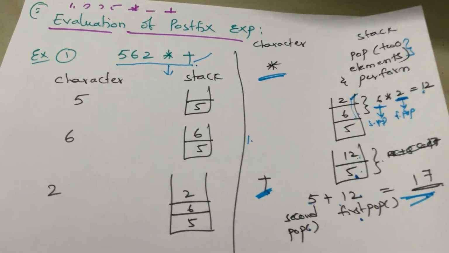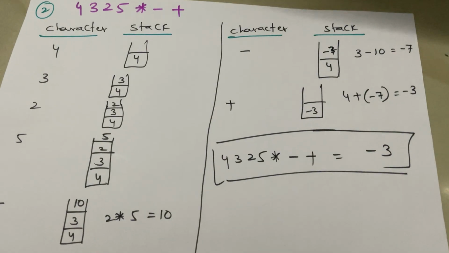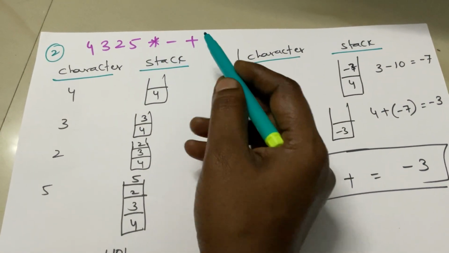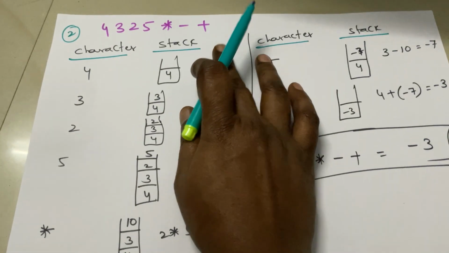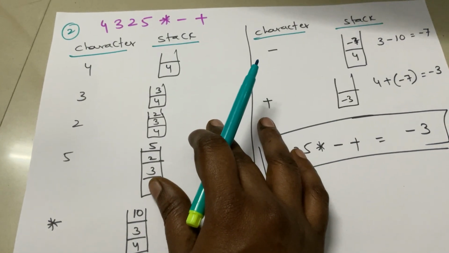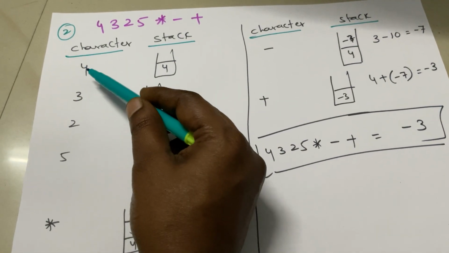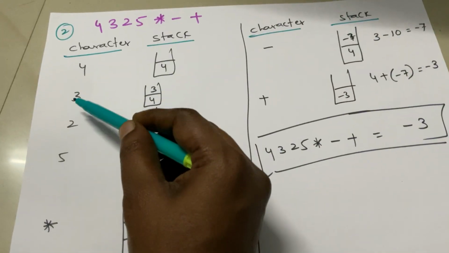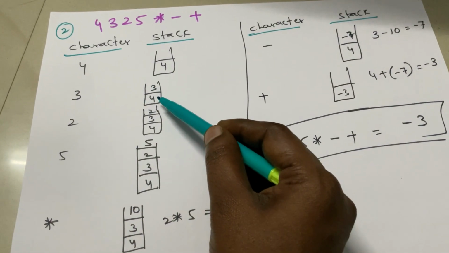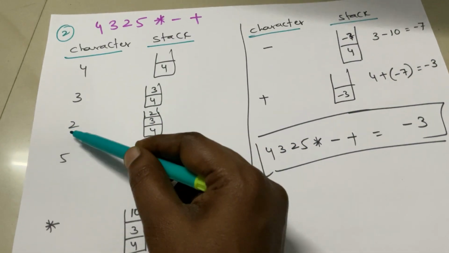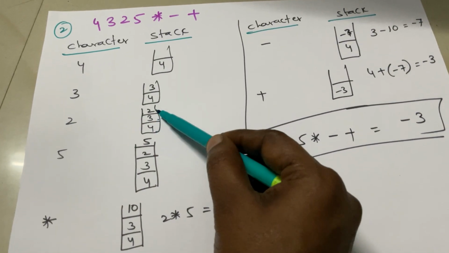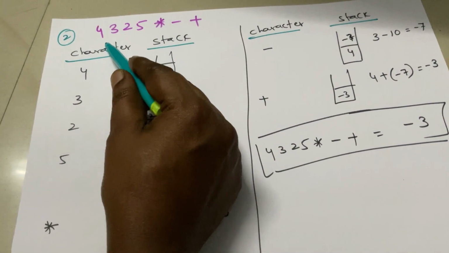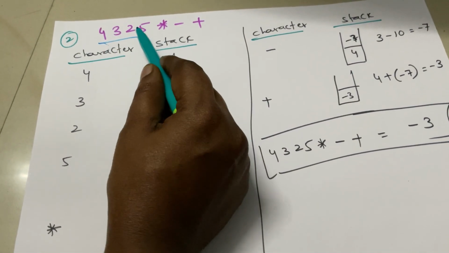So I'll take another example. The other example is what? 4325 star minus plus. So this is my other example. Now let's see how I'll evaluate this expression. First is what? It's a constant. Push into the stack. 3 is a constant, push it next to the top. Next 2: 4, 3, 2. Next 5: 4, 3, 2, 5. So these are the order of your constants.